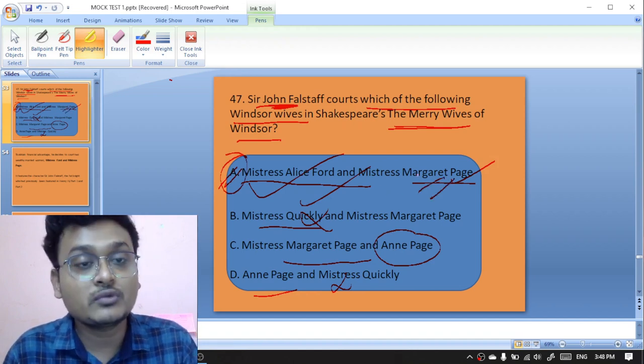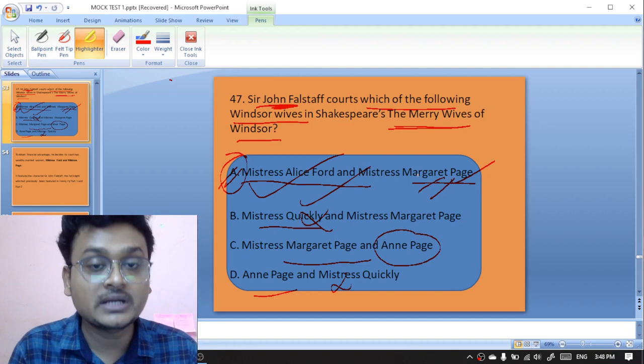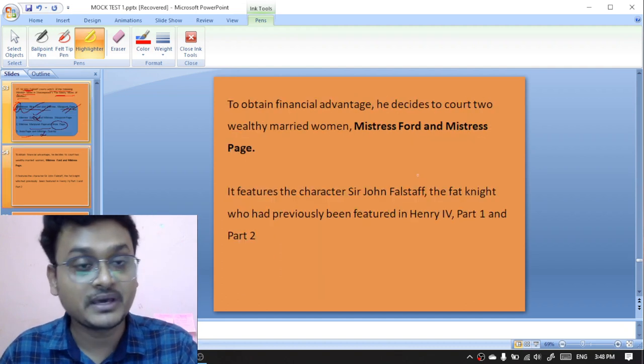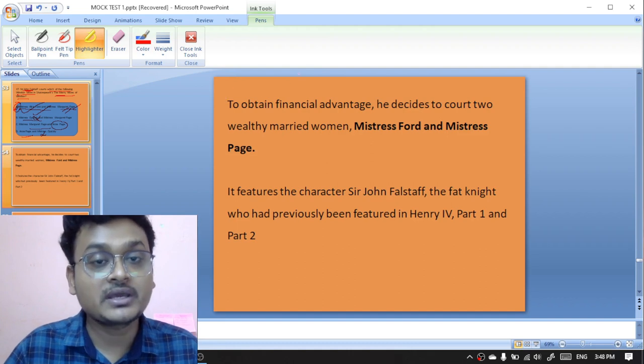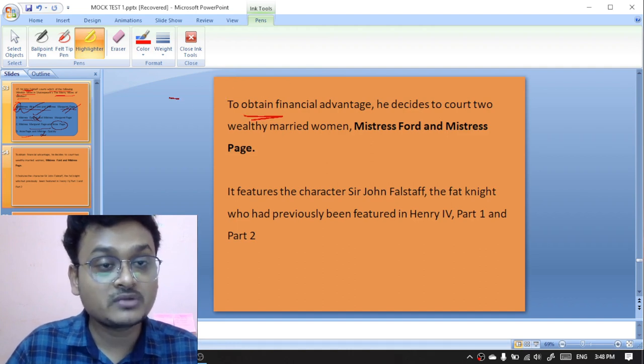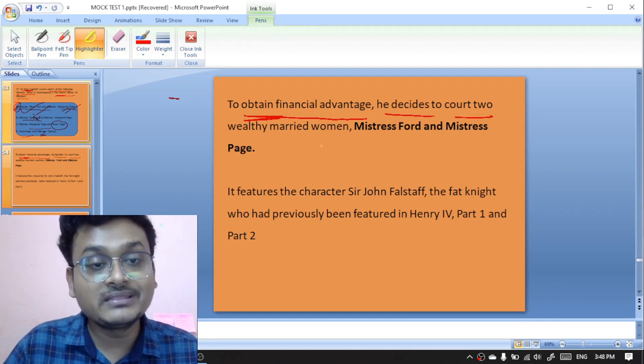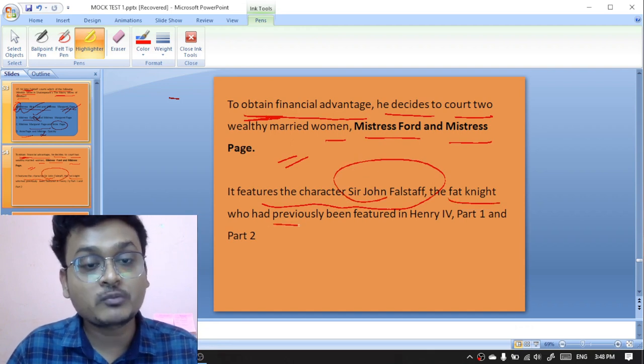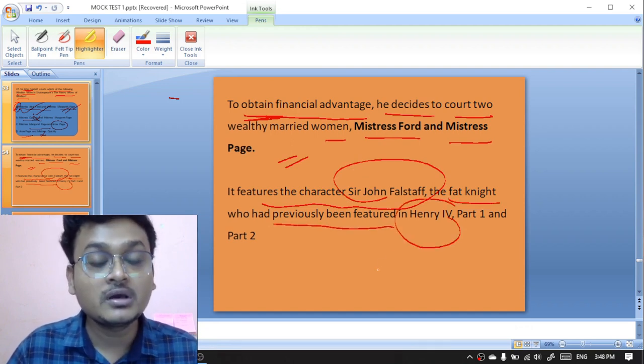So John Falstaff was courting Mistress Alice Ford and Mistress Margaret Page in the drama The Merry Wives of Windsor by Shakespeare. To obtain financial advantage, John Falstaff decides to court two wealthy married women, that is Mistress Ford and Mistress Page. It features the character John Falstaff, the fat knight who had previously been featured in Henry the Fourth of Shakespeare.